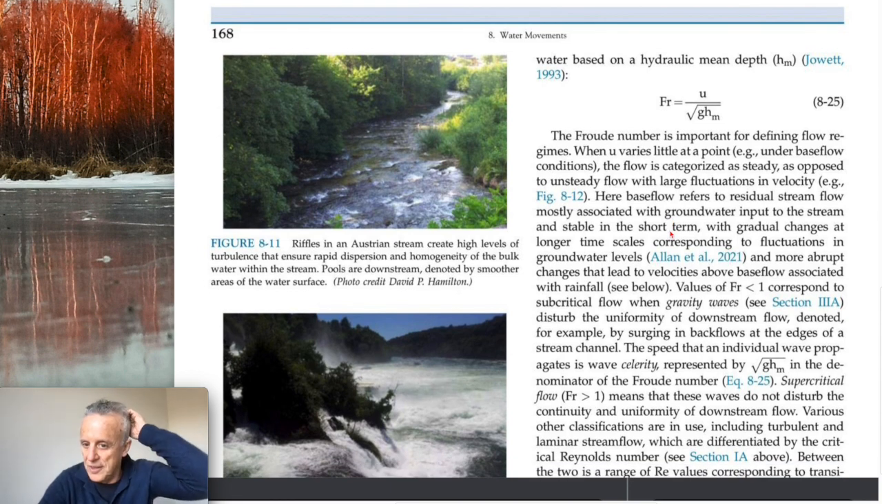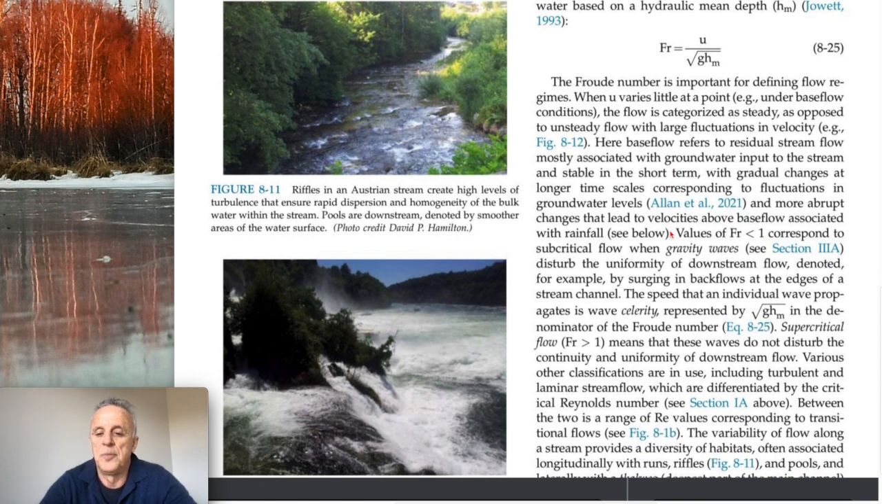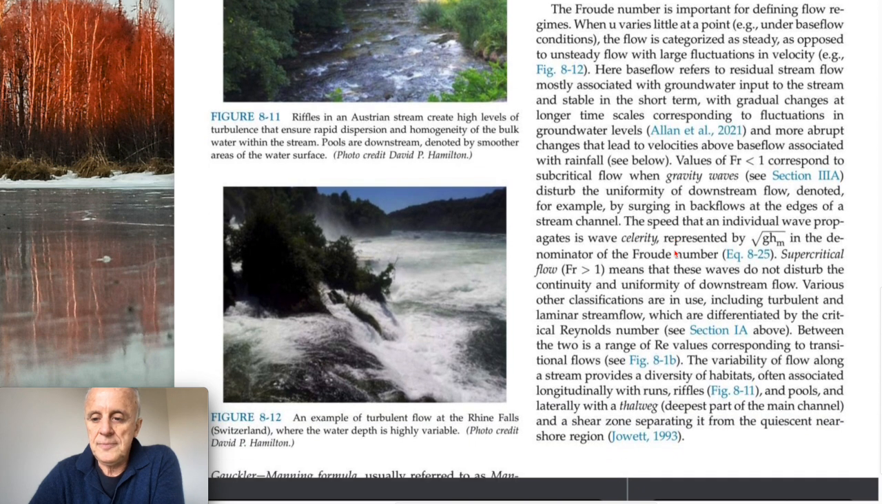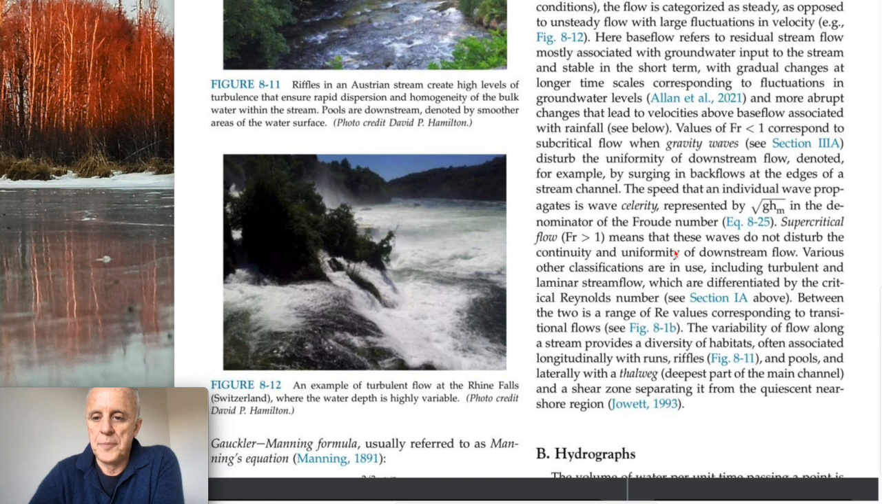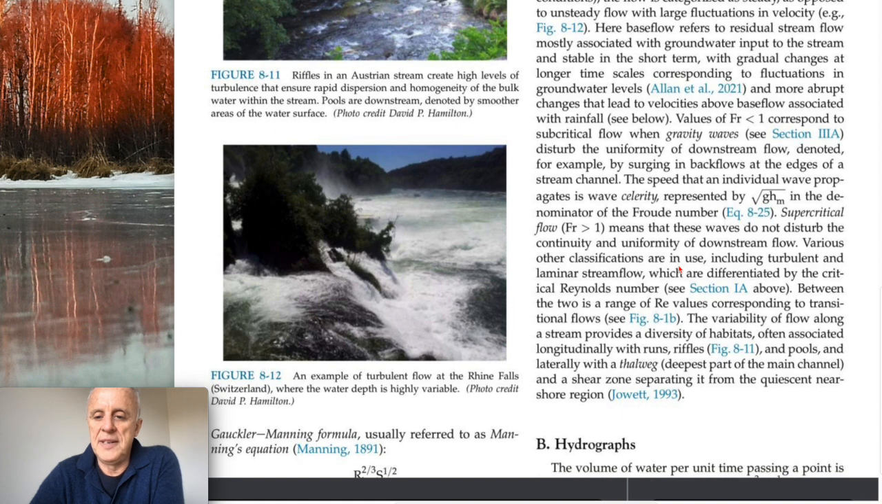When U varies little at a point under base flow condition, the flow is characterized as steady, as opposed to unsteady flow with large fluctuation in velocity. Hence, base flow refers to residual stream flow, mostly associated with groundwater input to the stream and stable in the short term, with gradual changes at longer time scales corresponding to fluctuation in groundwater levels, and more abrupt changes that lead to velocities above base flow associated with rainfall.